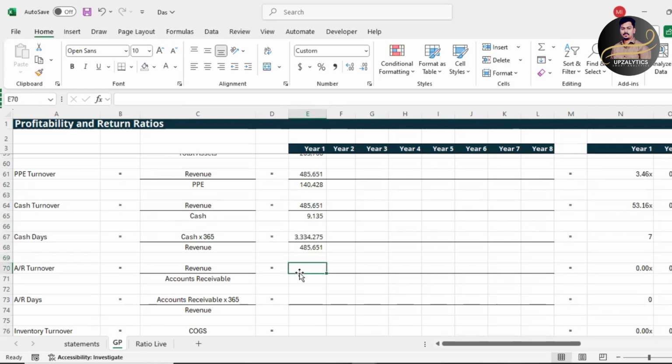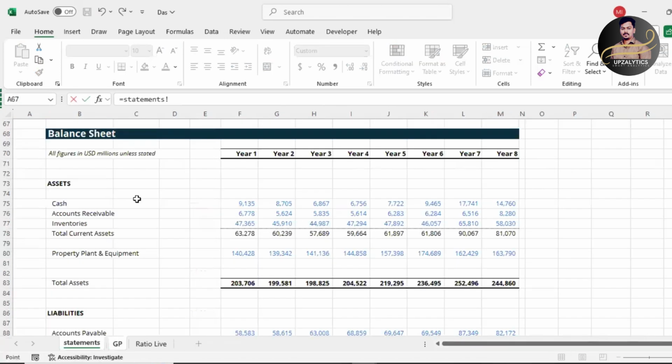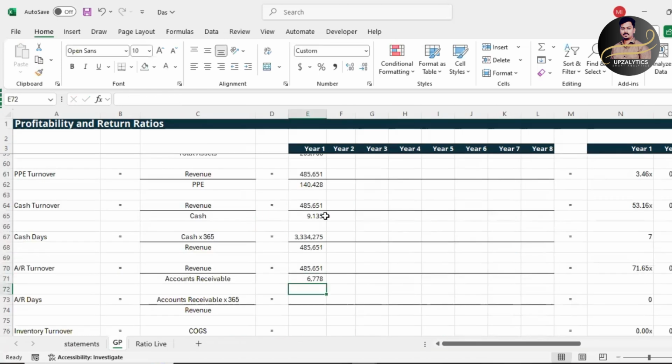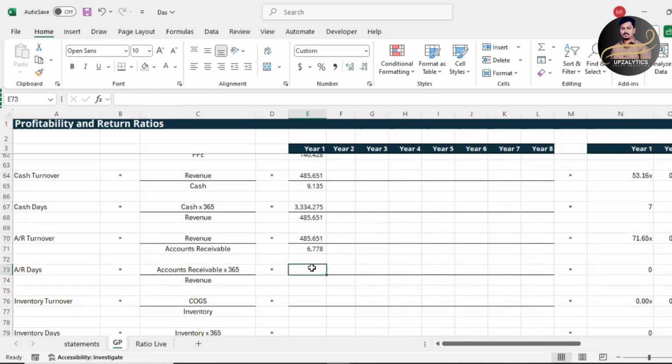Another thing we have is account receivable turnover. To calculate account receivable turnover, let's take the revenue. Also, we can get the account receivable from current assets. So this is our account receivable turnover ratio. For one USD of account receivable, we are earning 71.65 USD of revenue.